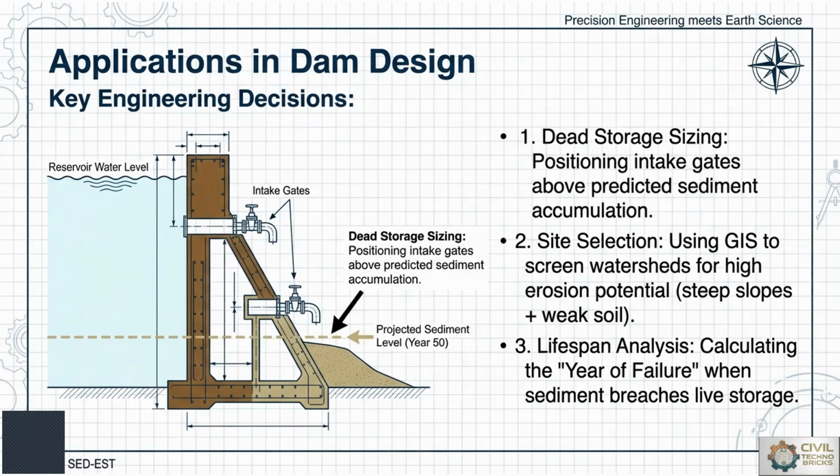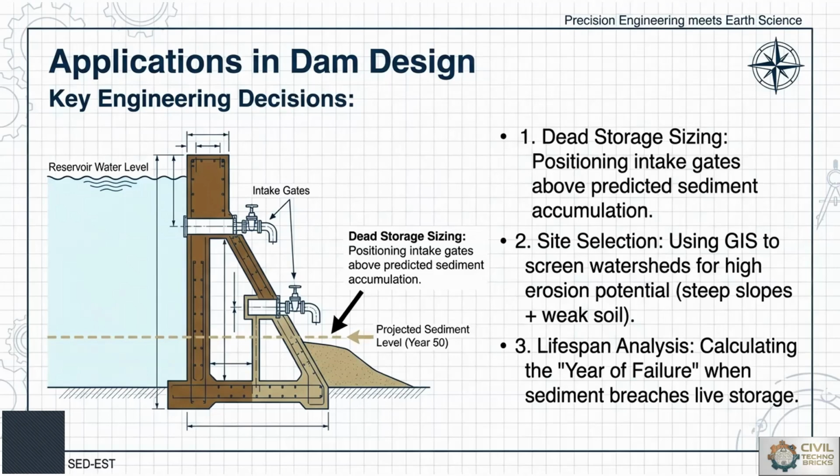For GIS-driven site selection, using GIS techniques, remote sensing identifies high erosion potential by analyzing digital maps of steep slopes and weak soil types across the watershed. Civil engineers use this GIS scanning to avoid building dams in areas where heavy sediment inflow would rapidly fill the reservoir and shorten its life.